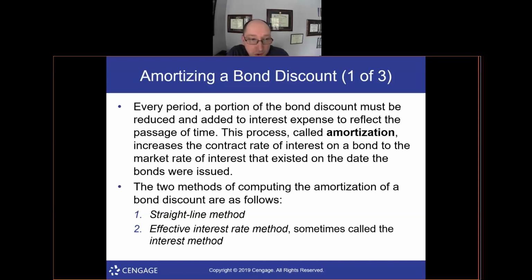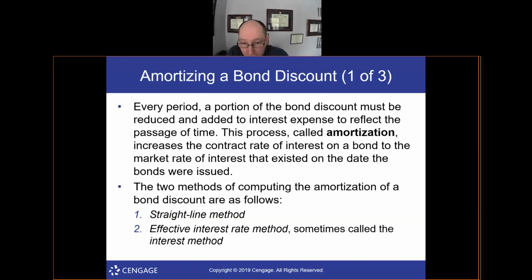So this process called amortization increases the contract rate of interest on a bond to the market rate of interest that existed at the date the bonds were issued. So again, amortization works very similarly to depreciation. Amortization, depreciation, very, very similar. They work the same way.